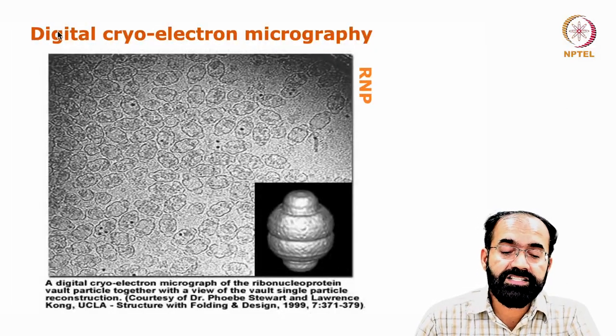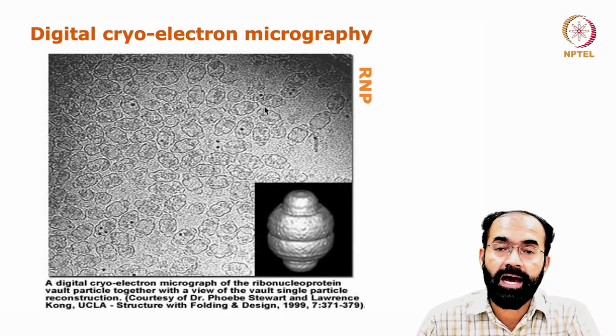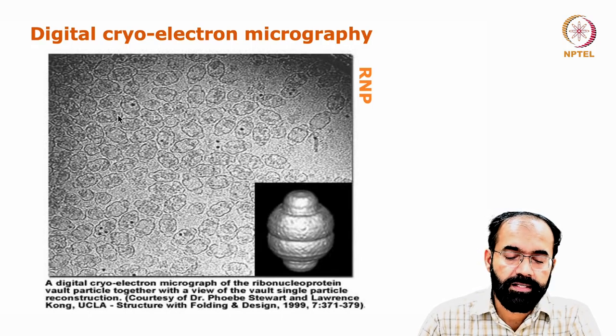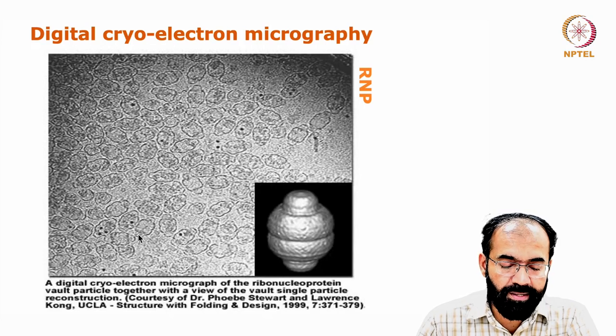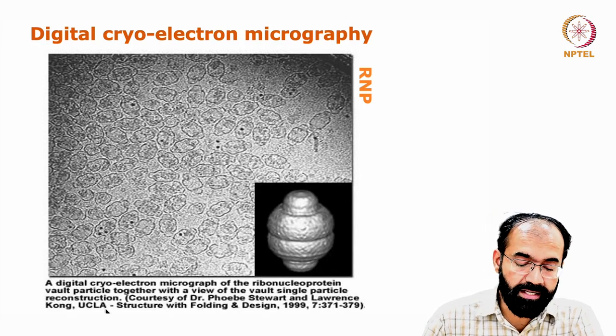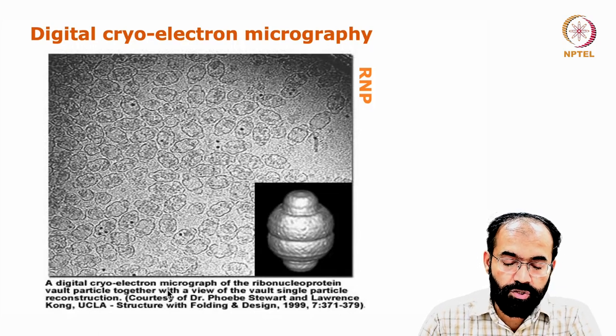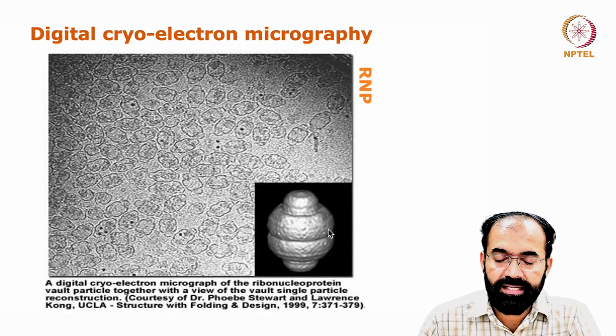And this is a digital cryo-electron micrograph of another RNP. What you see in this panel, like barrel-shaped structures, you can see throughout this section, they are RNPs. They are cryo-electron micrographs of a ribonucleoprotein, and single particle reconstruction is used. And what you see in the inset is an enlarged version of an individual ribonucleoprotein.